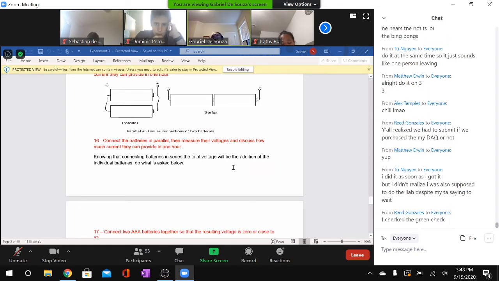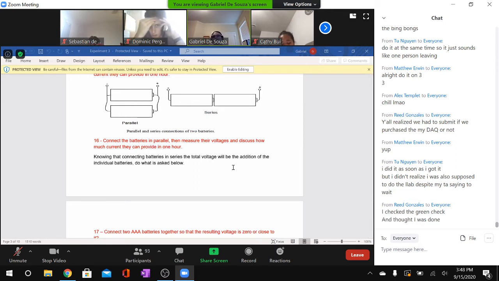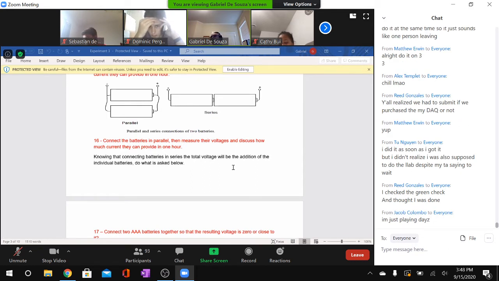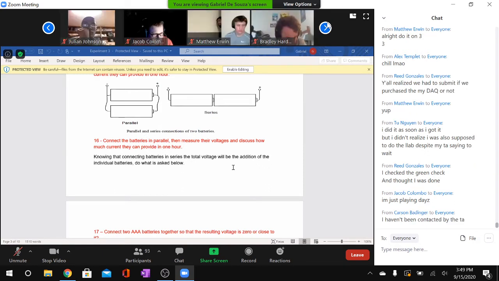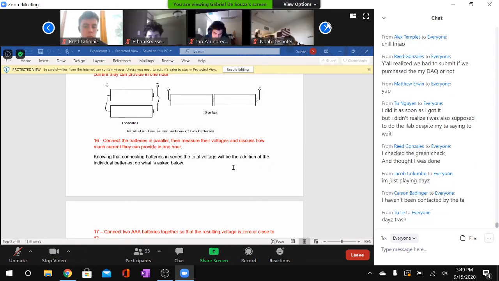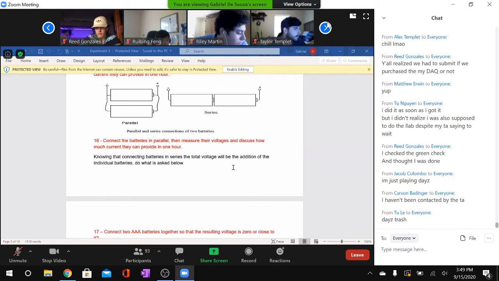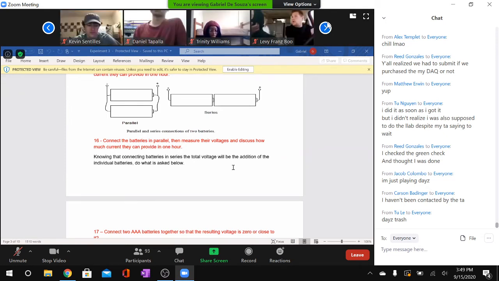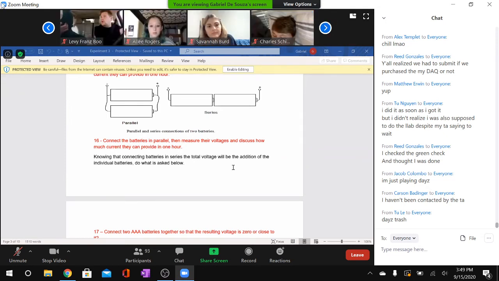Many times when you see NiCad, or not NiCad, lithium polymer batteries, they are usually connected in series-parallel configurations. Do any of you have remote control devices like airplanes, quadcopters, or cars? Any one of you? No? I do. You do?